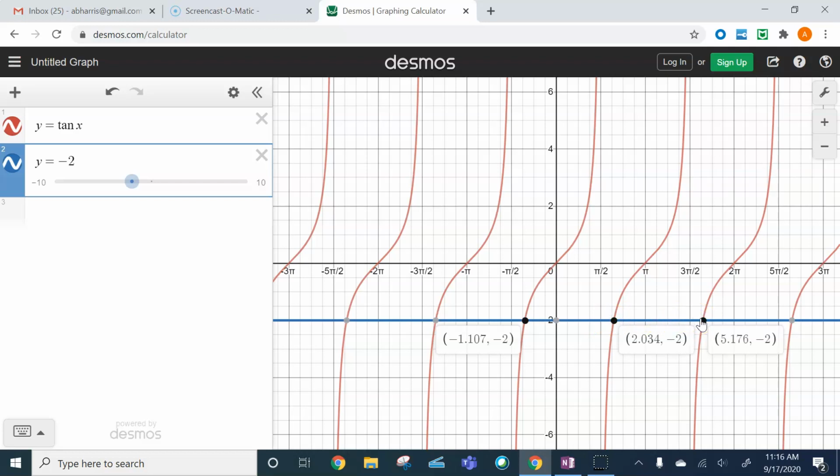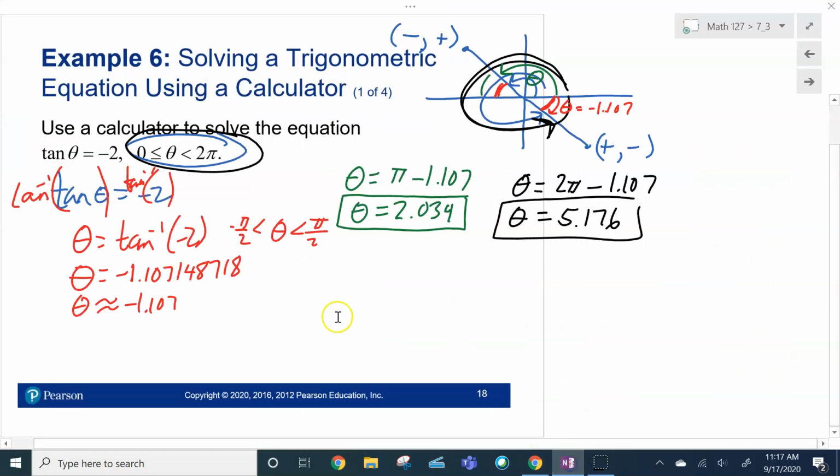That's why we had to think about that and take pi minus the 1.107 and 2 pi minus the 1.107, right? We don't care about this one. This is too big. 8.318 is too big. So we just want the 5.176 and the 2.034, right? But again, when we ran the arctangent, it only gave us that theta between there. So we had to think about that. You have to really analyze that. You've got to be smarter than your calculator, if you will. Okay?